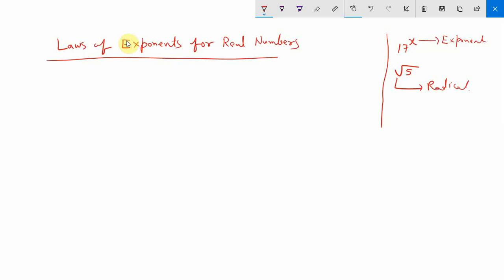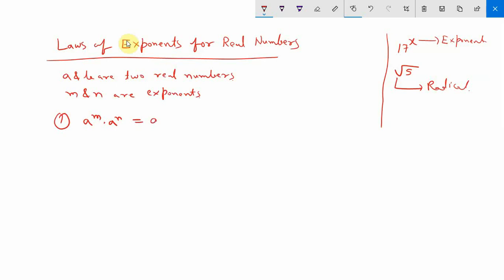Suppose a and b are two real numbers and m and n are exponents. Then as per the law of exponents we can write a to the power m into a to the power n equals a to the power m plus n. That is, exponents are added when the base is the same. A is our base. When the bases are the same, we simply add the exponents.